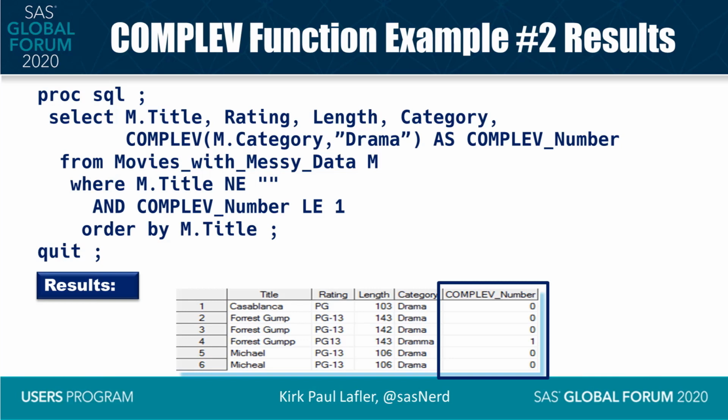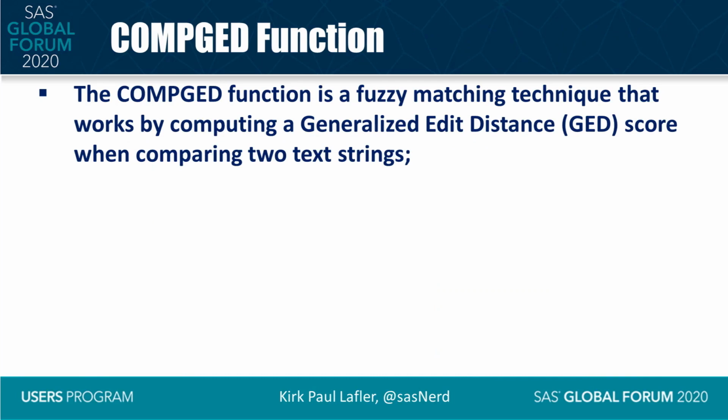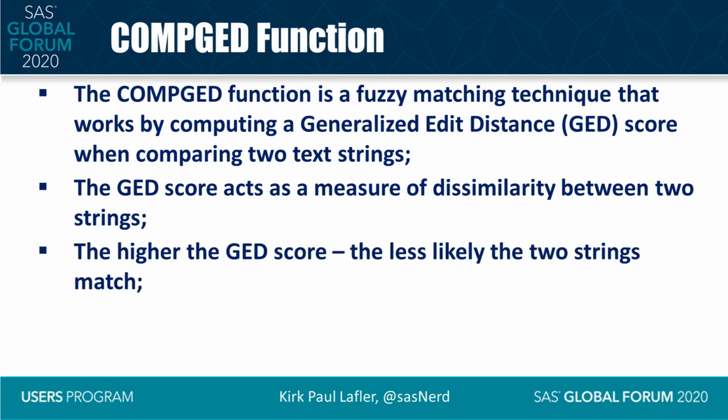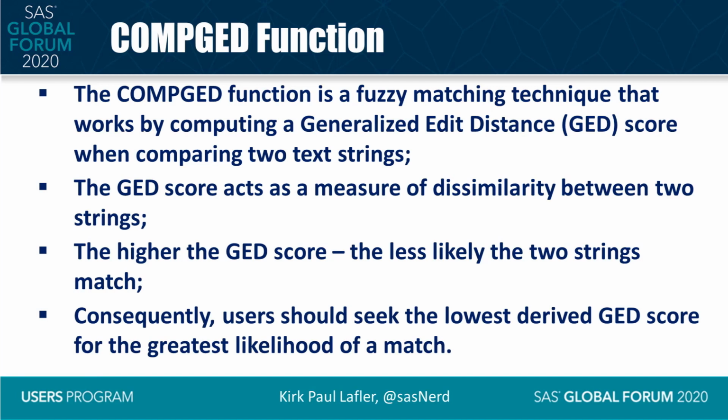The next function and the last fuzzy matching function we'll look at is the COMPGED function. It's a technique that works by computing what's known as a generalized edit distance, or GED, score when comparing two strings. The GED score acts as a measure of dissimilarity between two strings. The higher the GED score, the less likely the two strings match. Consequently, users should seek the lowest derived GED score for the greatest likelihood of a match.